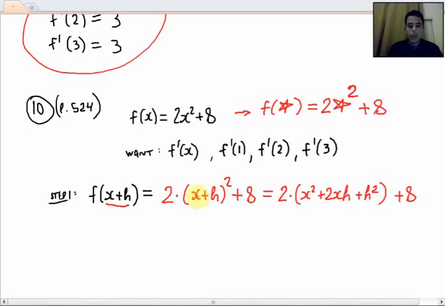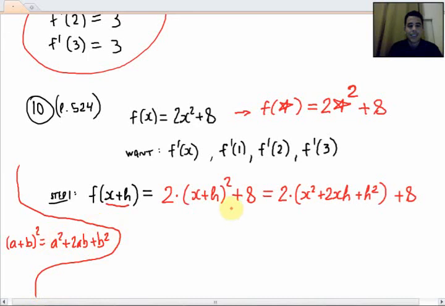If you don't remember what I did from here to here, just refresh your minds. Try to remember this formula: (a plus b) squared. Y'all remember that? It's a squared plus 2ab plus b squared. So that's what I used here. This is a, this is b. It gives me that.